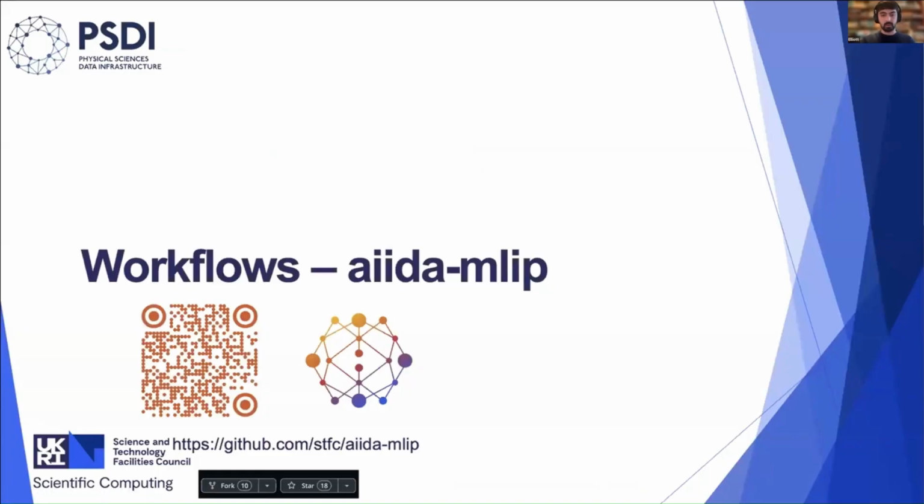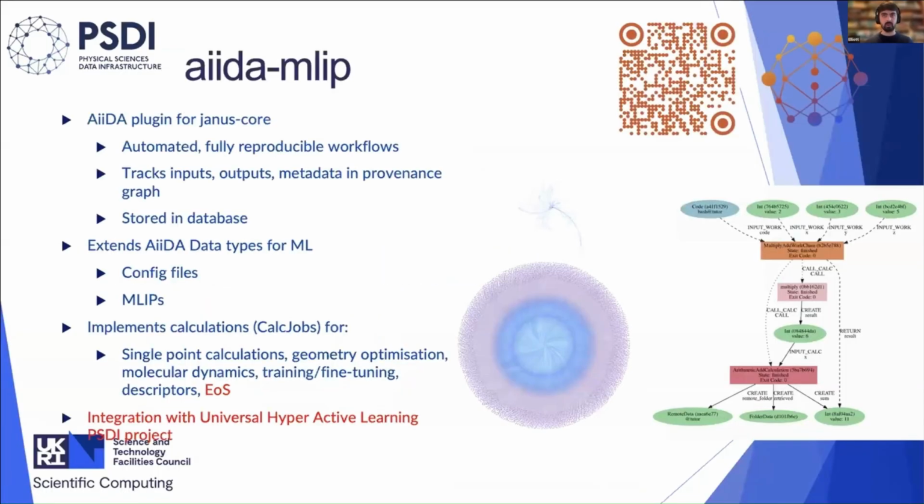Okay, down to workflows. So Alan talked a lot about how we would run calculations using janus-core, but in practice, a lot of the time you want to be able to build up workflows, potentially quite complex workflows involving MLIPs in various different ways. And to do this, as you mentioned earlier, we use aiida. So what this does is it manages, it controls automated, fully reproducible workflows. And if you see on the right-hand side, it tracks the inputs, outputs, and metadata in this provenance graph. And each of these nodes is stored in a database, so that it can be queried. It can be shared and exported and used elsewhere.